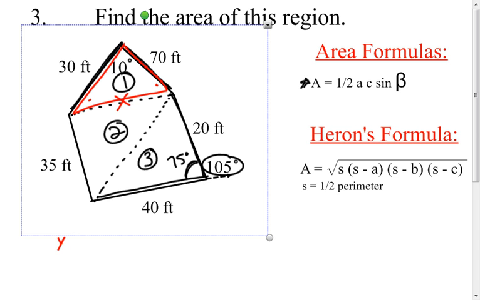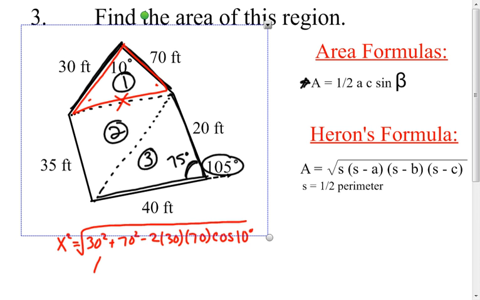To find x first, x squared will be 30 squared plus 70 squared minus 2 times 30 times 70 times cosine of 10 degrees. And again, this is what x squared is, so when you push that into your calculator, you can just take the square root of it, and x should come out to be 40.79 feet.